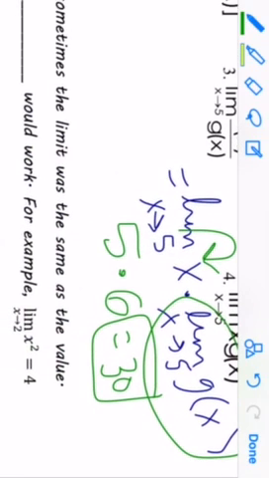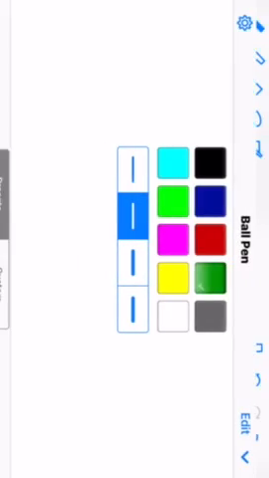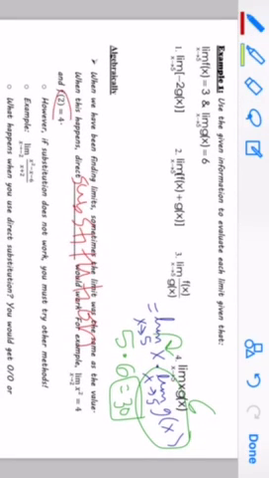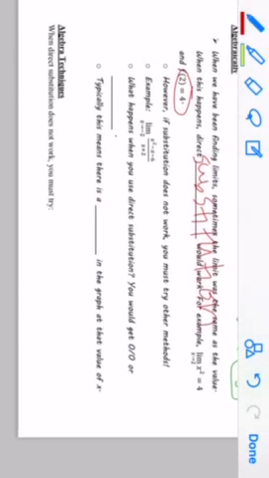Okay? All right. So when we have been finding limits, sometimes the limit was the same as the value. When this happens, direct substitution will work. Okay? For example, if we wanted to find the limit as x approaches 2 of x squared, it would be 4 because we're just directly substituting in 2 and getting 4. Okay? However, if substitution does not work, you must try other methods.